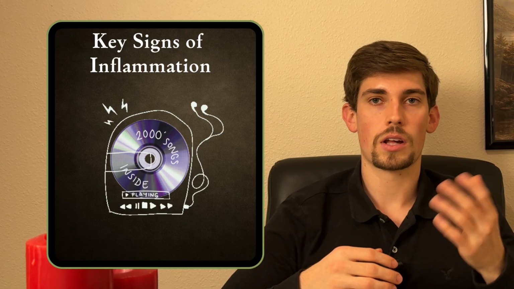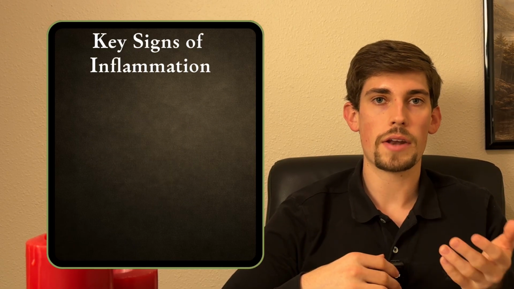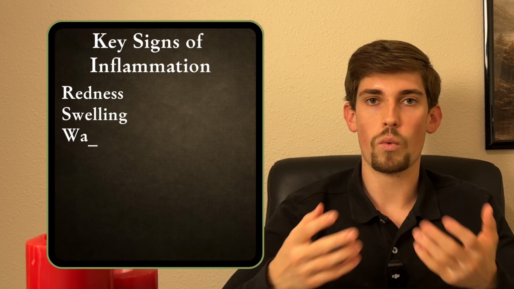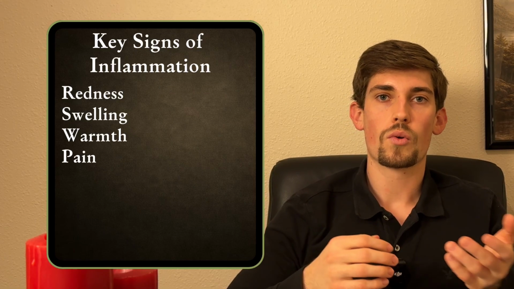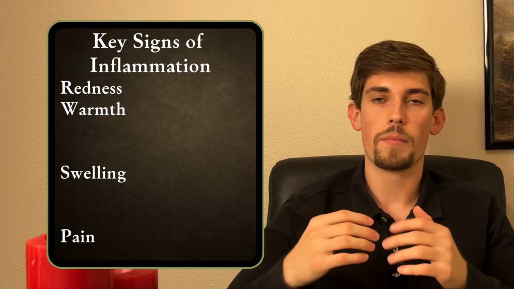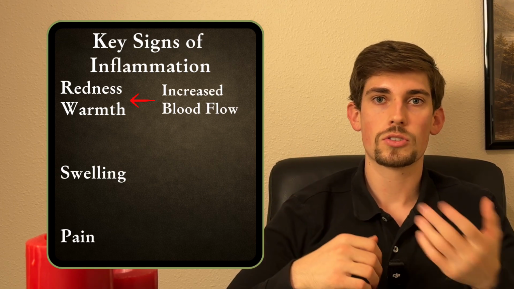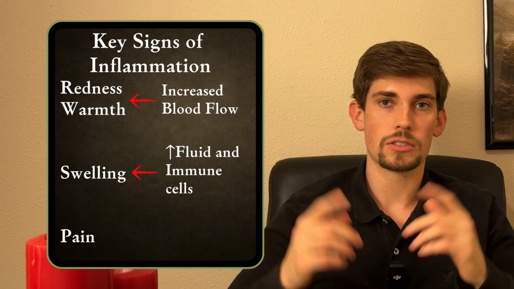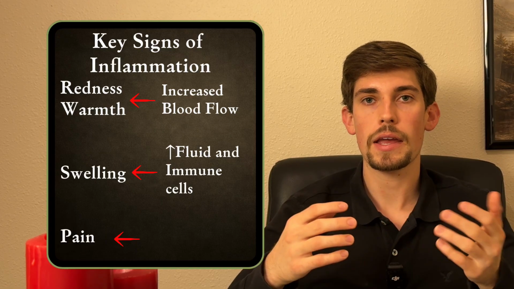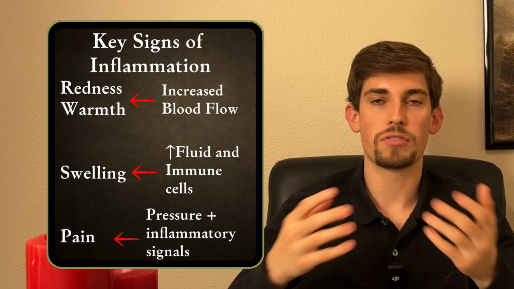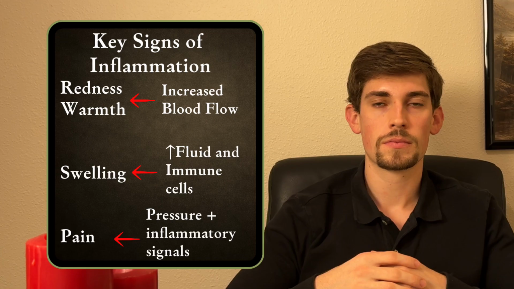Here are the key signs of inflammation. These are the classic symptoms: redness, swelling, warmth, and pain. Here's why those happen: redness and warmth from increased blood flow, swelling from excess fluid and immune cells entering the tissue, and then pain from pressure and inflammatory signals.